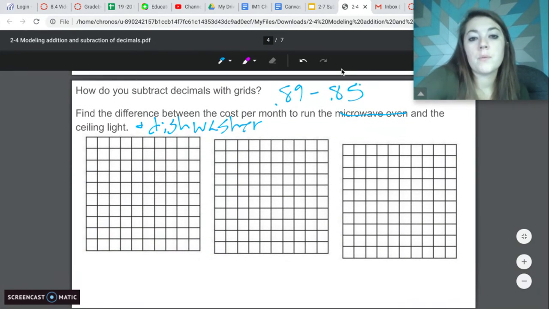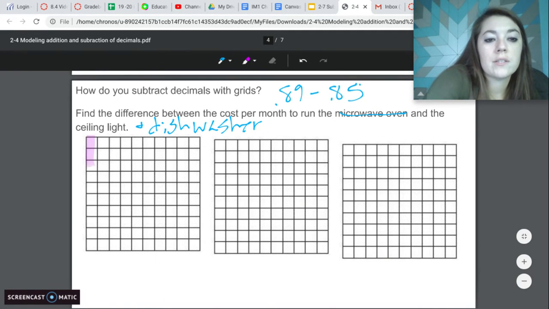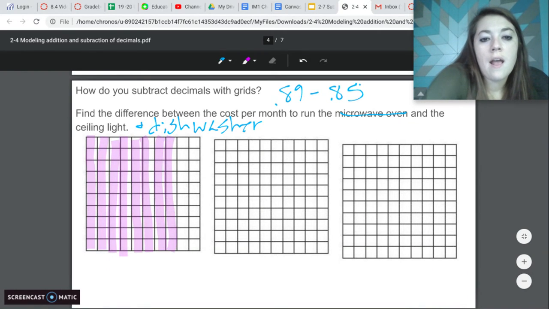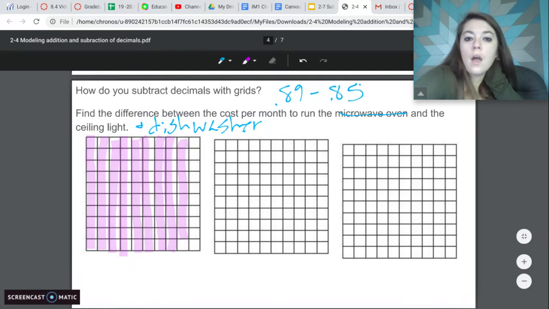So we've got 89 cents minus 85 cents. So we're going to do the same thing we did before. We're going to start off by filling in how much for the ceiling light. So remember we need to get to 89. So we're going to have 8 full columns filled in. So I'm at 1, 2, 3, 4, 5, 6, 7, and 8. And then we need 9 more. All right, now we're subtracting.